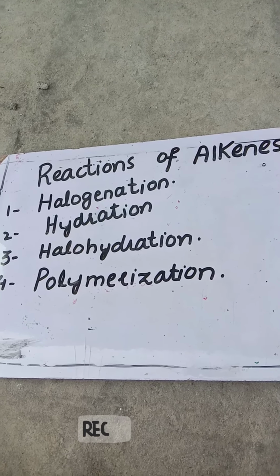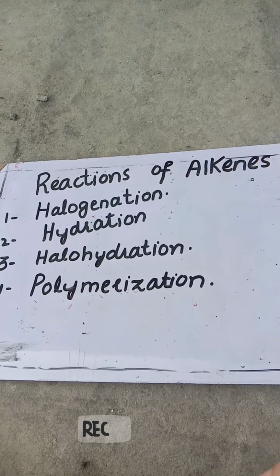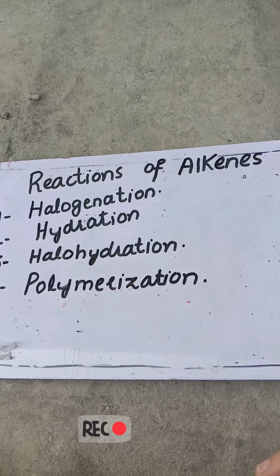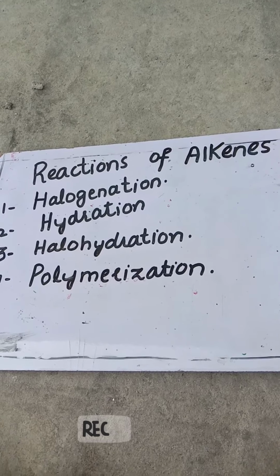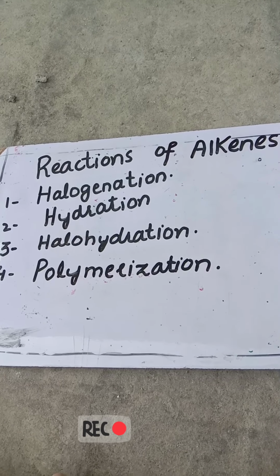Today my topic is reactions of the alkenes. There are 4 reactions which I'll discuss in this video. My first reaction is halogenation. What is meant by halogenation?